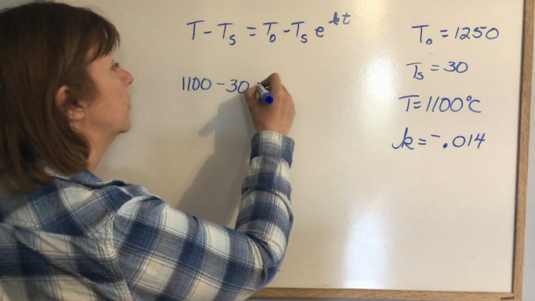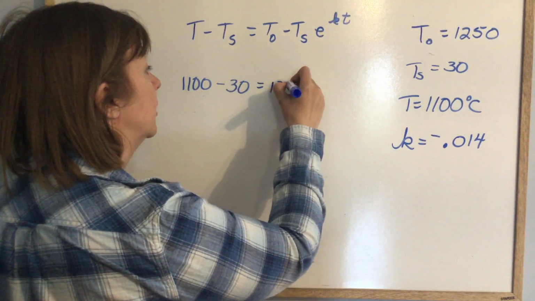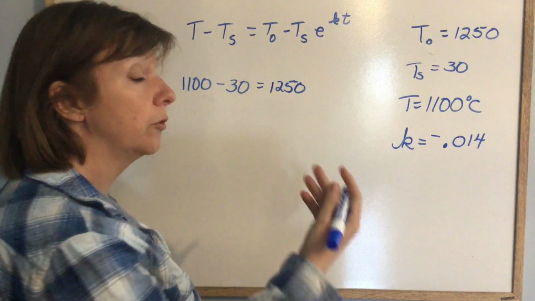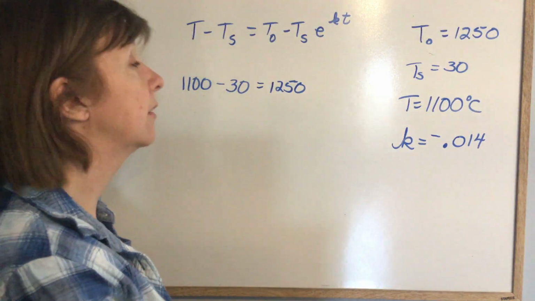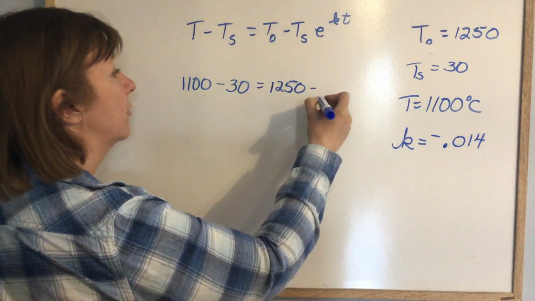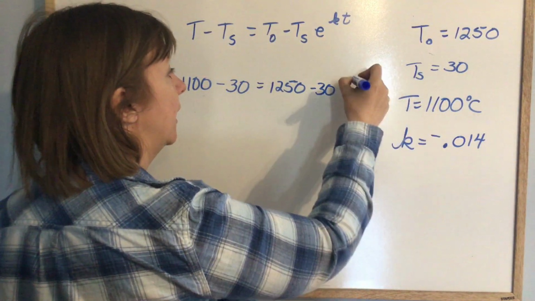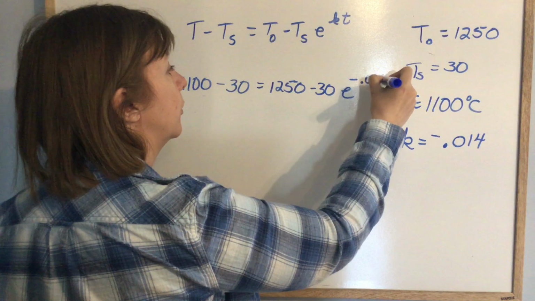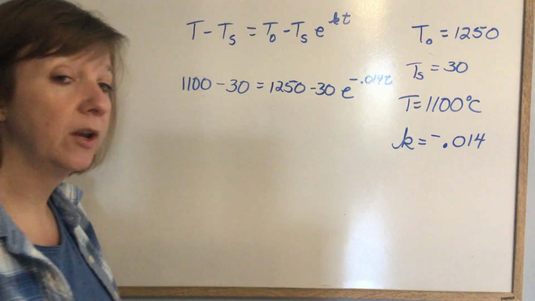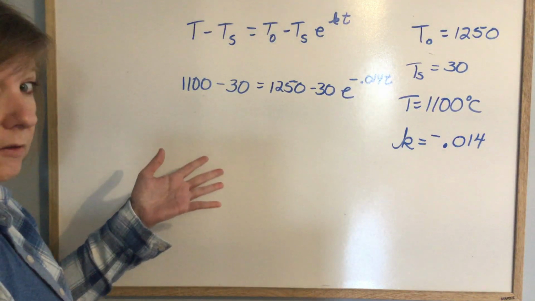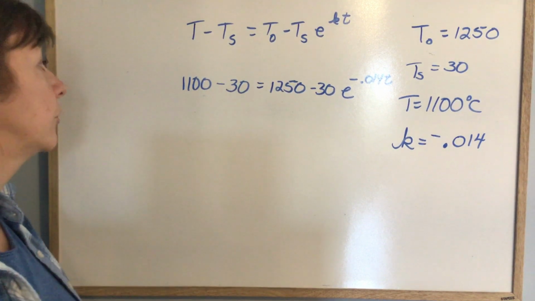And that's equal to my original temperature, which would be the same as what the furnace was, because you're heating it up to that same temperature, minus my surrounding temperature, which would be 30, e, now my k is negative 0.014 times t. So when it asks you what the formula is, there it is. We're going to clean this up and solve for t.